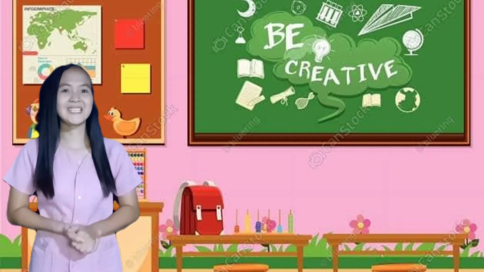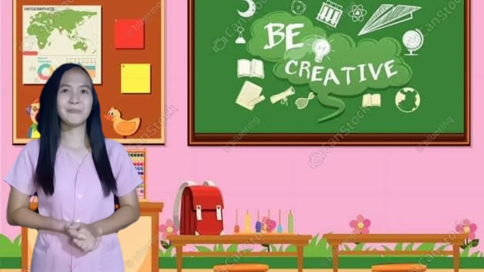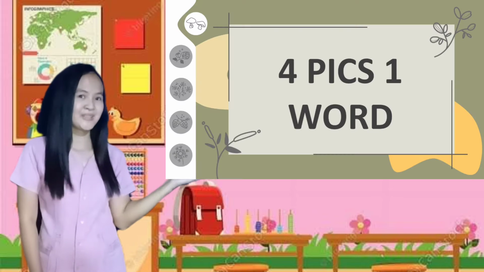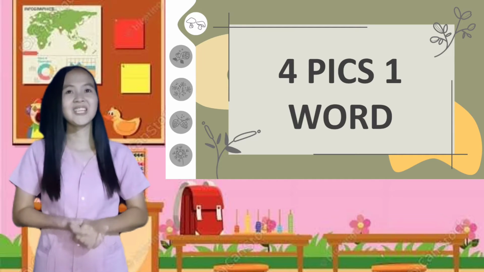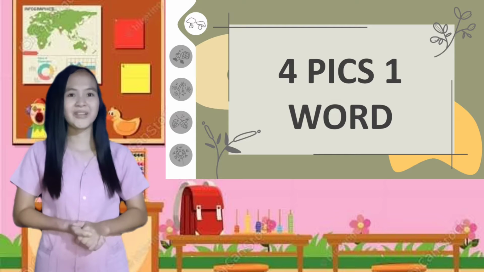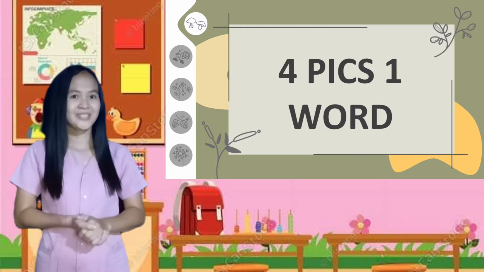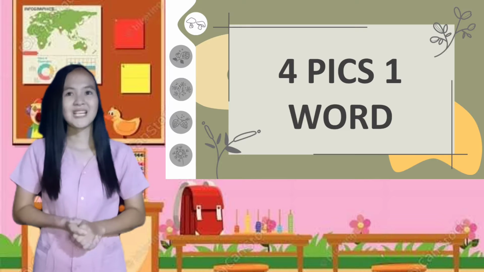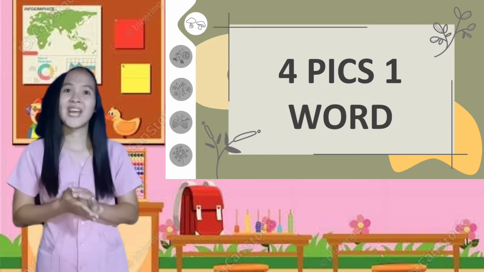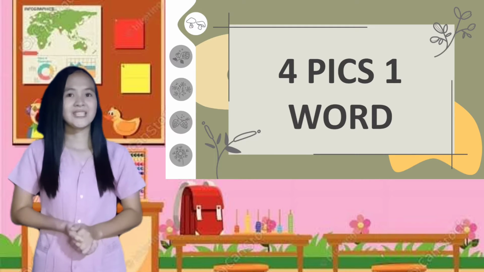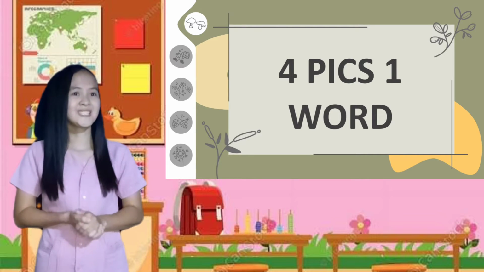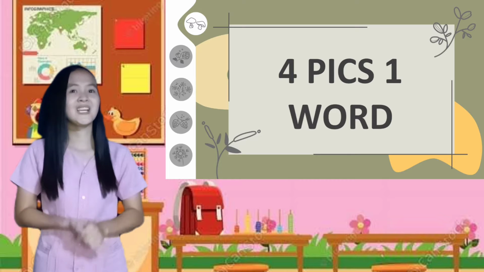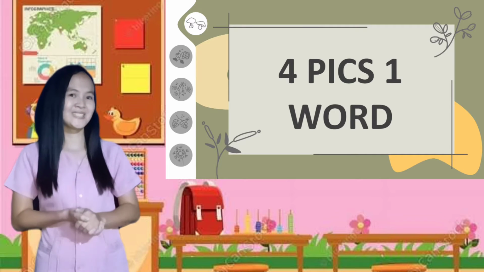Class, before we start our lesson, I prepared a game which is entitled 4 Picks 1 Word. I will divide the class into 4 and each group will try to identify the word reflected by the pictures that will be flashed on the screen. Clap your hands first before telling your respective answers. The group who will get more answers correctly will be given additional points in our next activity.